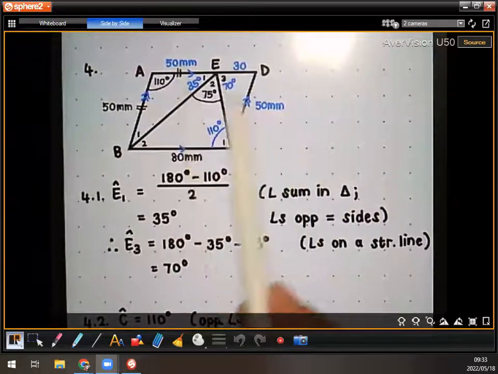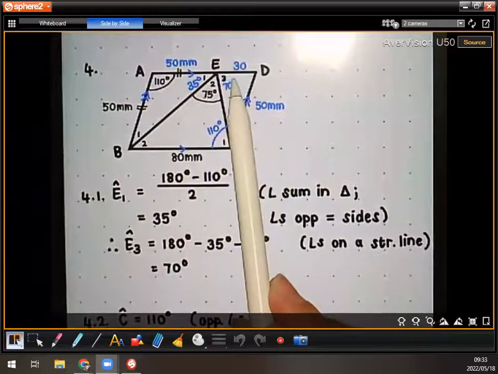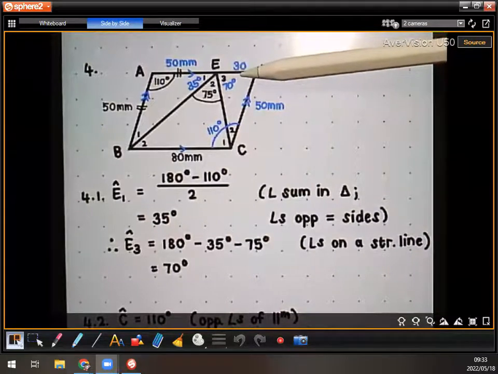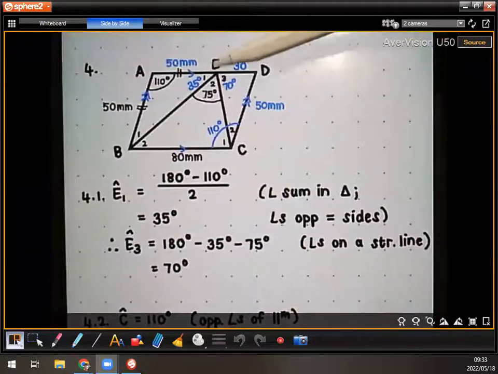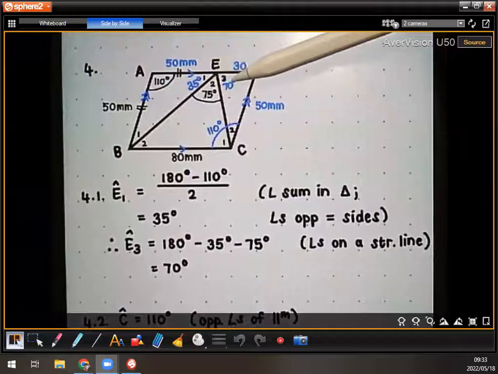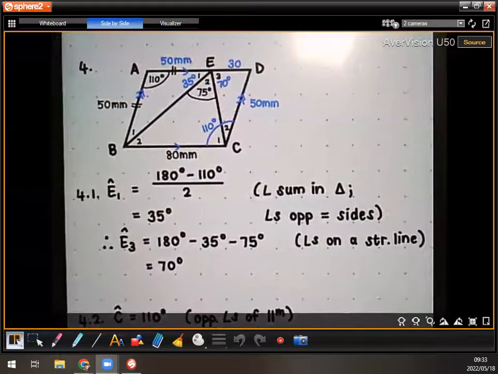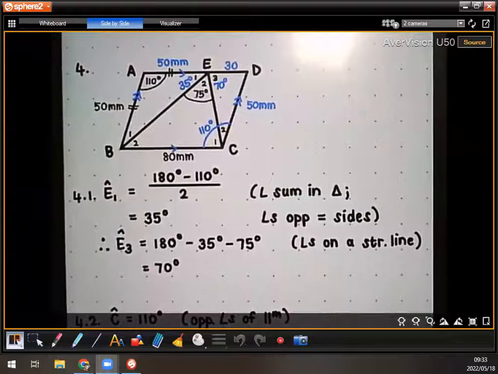Now guys, from there, I just used angles on a straight line to get E3. Because you now have 35 and 75. So that one would have to be 70. But there were different ways in which you could have done this, right? It's fine as long as you got to E3 equals 70 and you have all your reasons. It's very important. If you leave out even one reason, you're going to lose at least one mark.